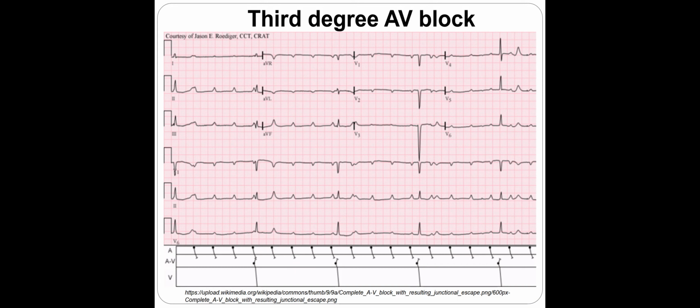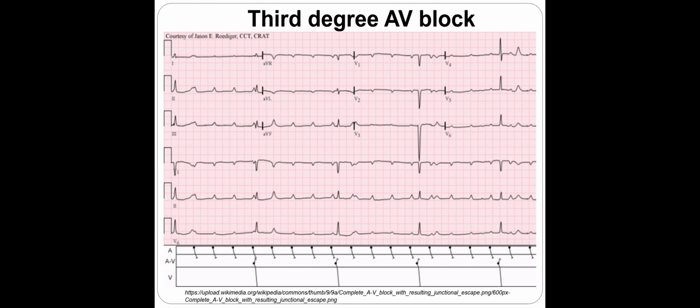You can do anything with the patient to make the differentiation between these two. So how can we prove that, yes, there is a connection between the atrium and the ventricle? Because third degree, no. In 2-to-1, yes. Come on, come on. Carotid maneuver. Carotid massage. Yes, you can use carotid massage if you want.